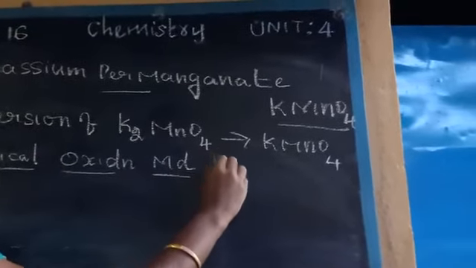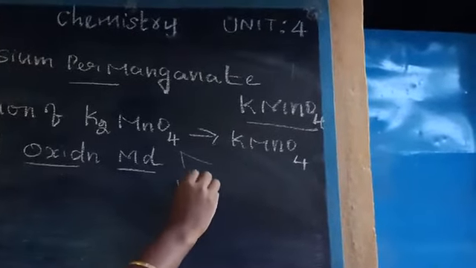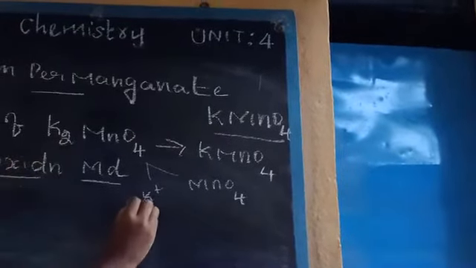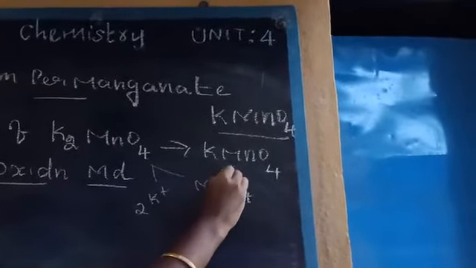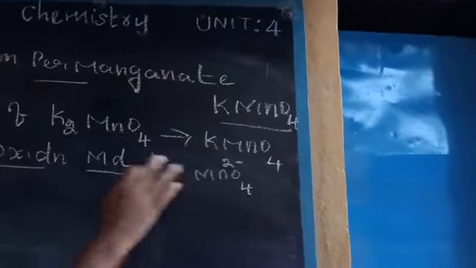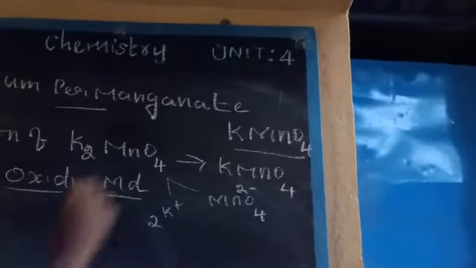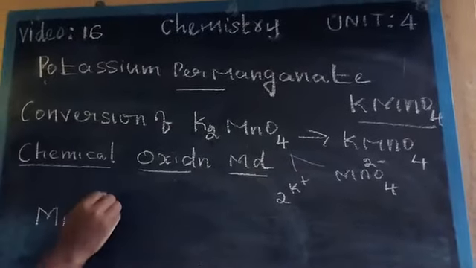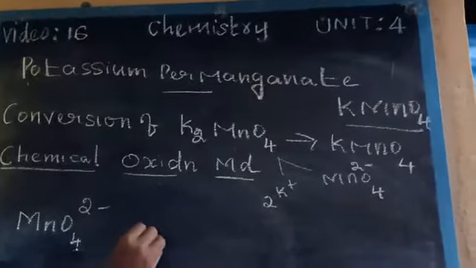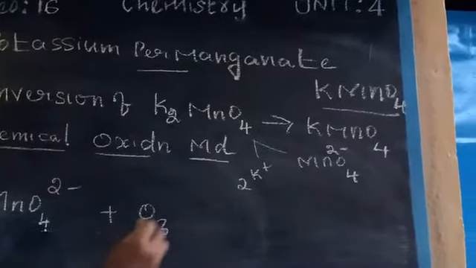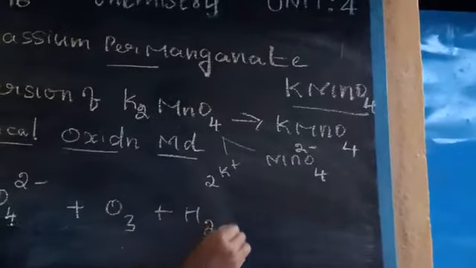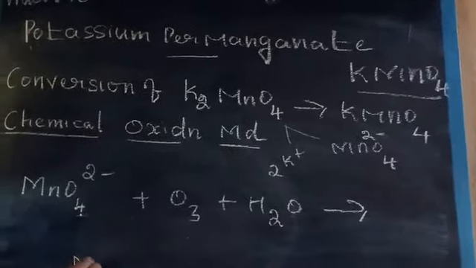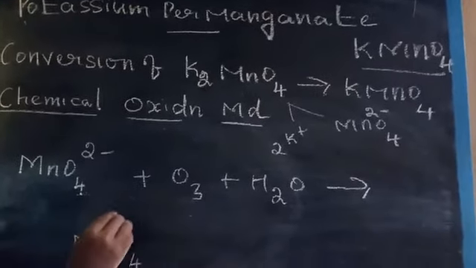So this K2MnO4 splits into K plus and MnO4 2 minus. Here potassium is 2, so 2K plus, so 2 minus. Whatever amount of cation, the same amount of anion is produced, okay. So MnO4 2 minus. So write the reaction: MnO4 2 minus reacts with ozone with water, H2O, to give the product. So now MnO4 2 minus is converted into MnO4 minus.